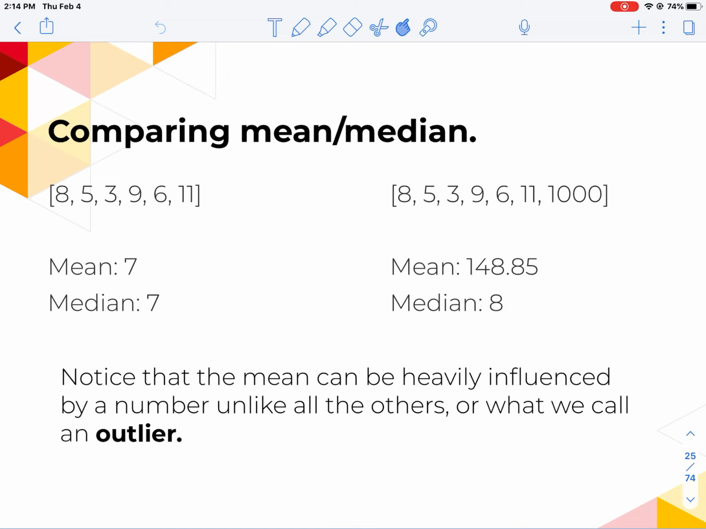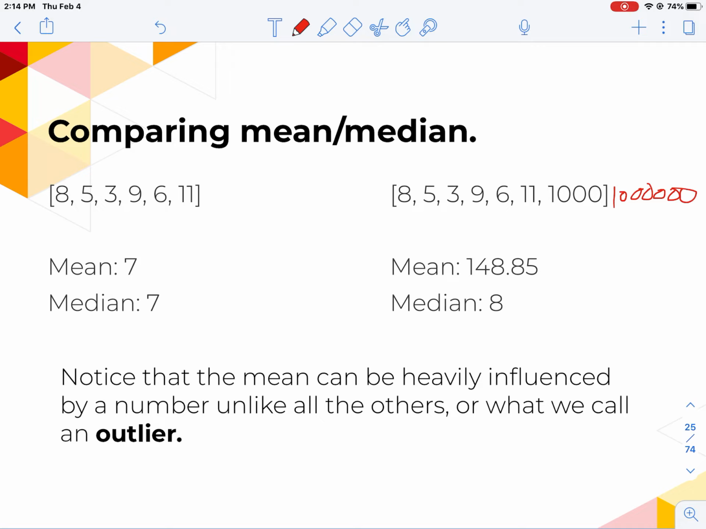The mean can be heavily influenced by an outlier like 1,000, or even 100 would change the mean a lot. But notice the median doesn't change so much. Even if you added 1,000,000 to this set on the right, what would the median go up to? Maybe 9-ish, or actually 10. And the mean would go up a lot. So even if we add another 1,000,000 to this set, it's not going to change the median too much, but it will change the mean.